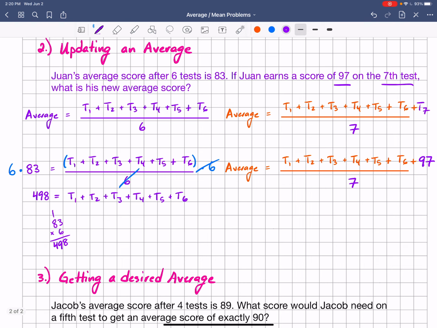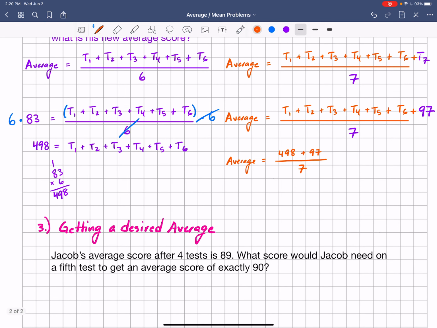Now, we can look over at this other formula over here, and instead of writing test 1 plus test 2 plus test 3 plus test 4 plus test 5 plus test 6, we are simply going to write the new average. The average is 498 plus 97 divided by 7. So now we just have to do a little scratch work and we'll be all good.